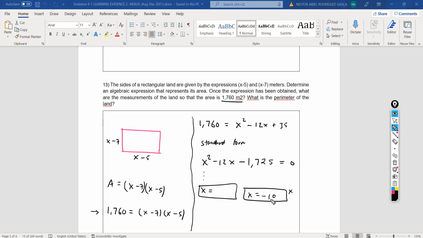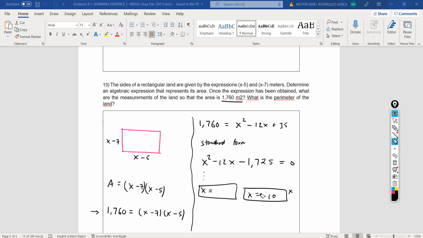For example, if this was minus 10, and if you plugged this in here, you would be getting minus 10 minus 5, that's minus 15. So you would be saying that this side measures minus 15 meters, and that makes no sense. So you only have to accept the positive one.